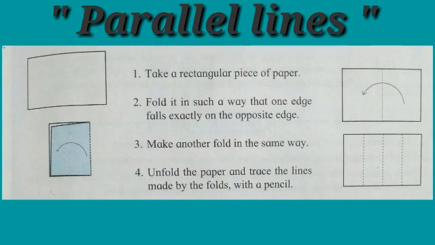And then at last you have to unfold the paper and trace the lines made by the folds with a pencil. This type of dotted lines you have to make. Then you can observe that all these three inner lines are parallel to the vertical edges of the paper. So all these are parallel lines.